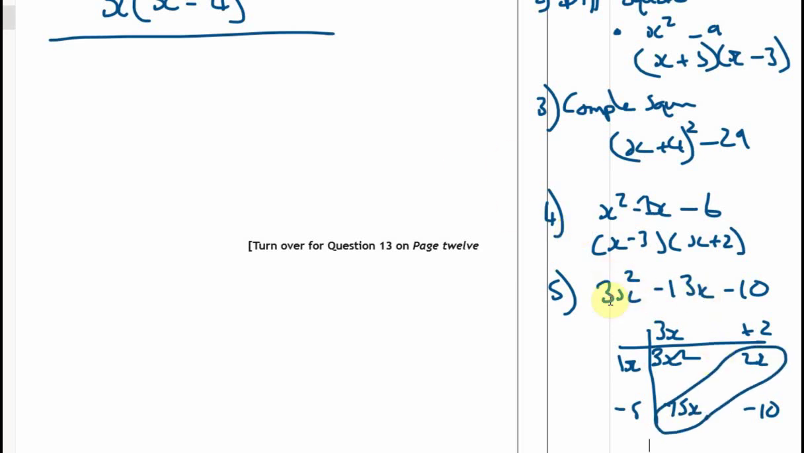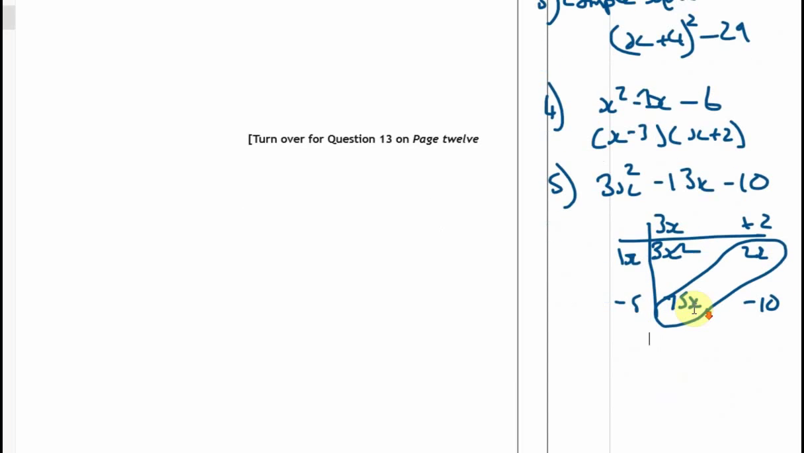Okay. So this more difficult method is a little bit trial and error-ish. We know we're going to end up with 3x squared and minus 10 on the table, so we can try and work out what these middle numbers are going to fall out as. So that would then give us 3x plus 2 and x minus 5. Okay, so those are different methods of doing it.